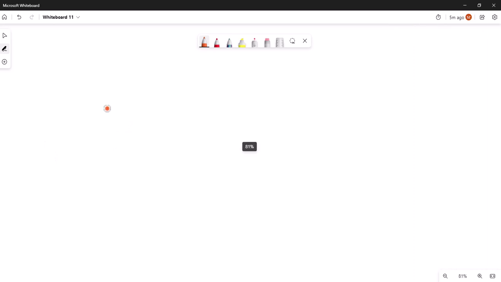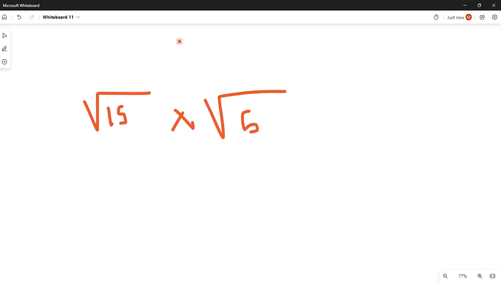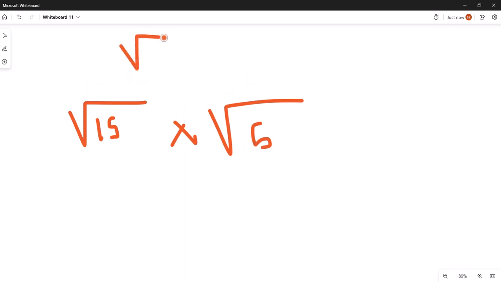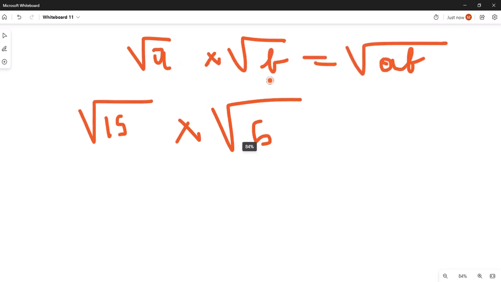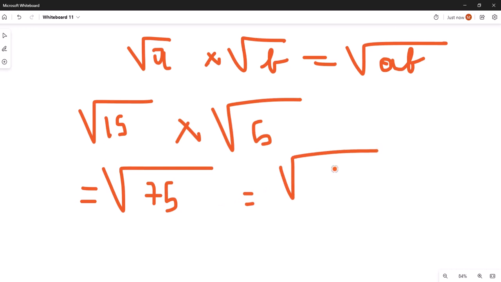We need to simplify that product, square root of 15 times square root of 5. We know from the last video that square root of a times square root of b is equal to square root of ab. So this could be written as square root of 15 times 5, which is square root of 75, which could be written as square root of 25 times 3, which is 5 square root of 3.